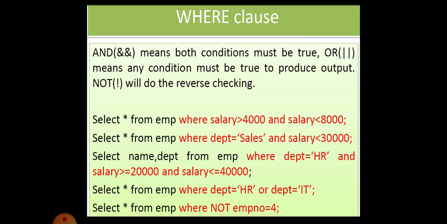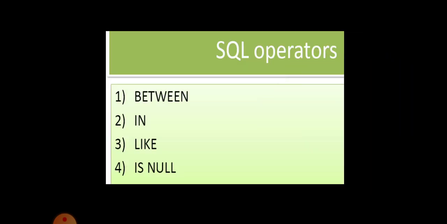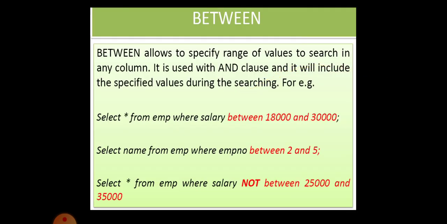As we studied the comparison operators and logical operators so far, here we are going to study some special operators in SQL, that are between, in, like and is null. What is the use of between? It is very similar to greater than equals and less than equals using an AND condition. Between allows us to specify a range of values. My dear children, a range of values to search in any column.